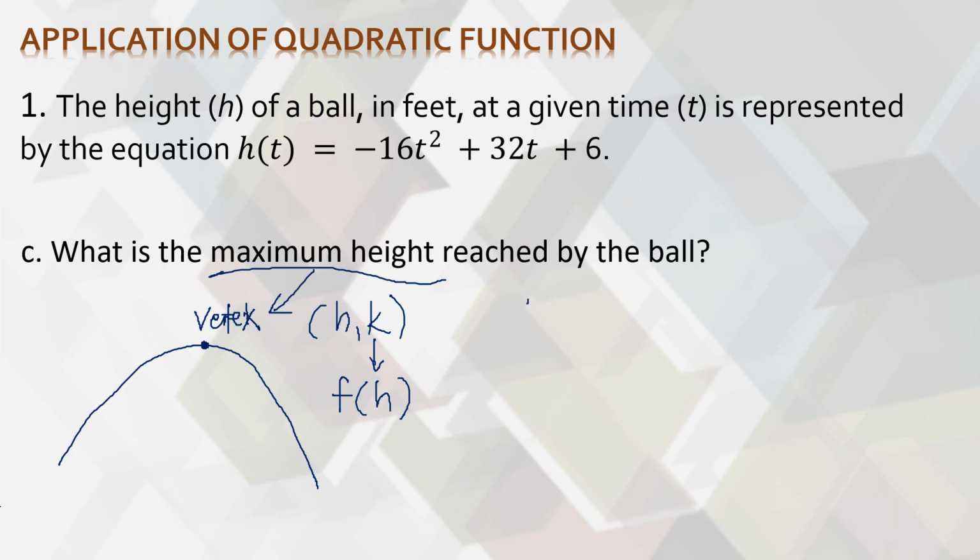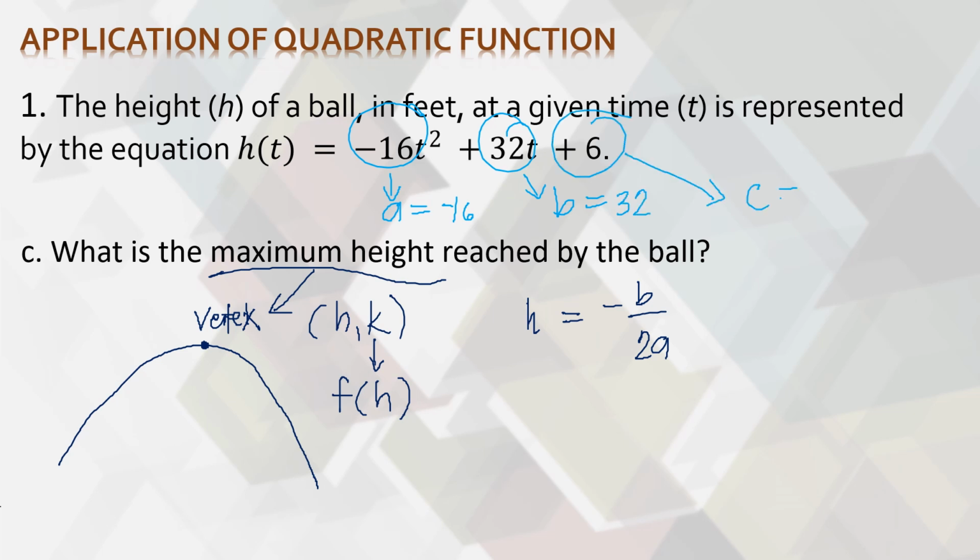Take note that h is equal to negative b over 2a. So from the given, this is a, negative 16. This is b, that is 32. This is c, that is 6. So by substitution, since b is 32, so we have negative 32, then 2 times negative 16. So we have negative 32 over negative 32, which is equal to 1.